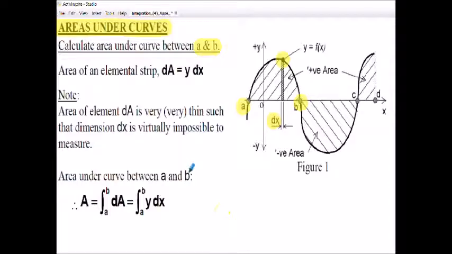So what we do with integration is we integrate that area strip, which is dA in this case, between the limits of a and b. So this integral for area is equal to the integral of the elemental strip dA between a and b. But dA is actually a function of x, it's y the height times dx the width, integrated between a and b.